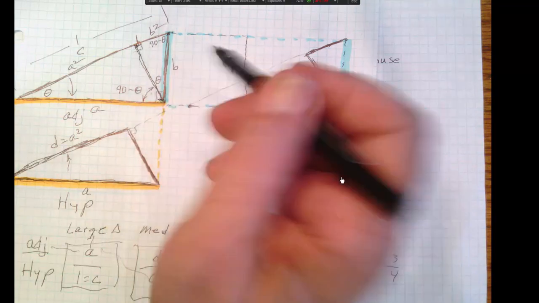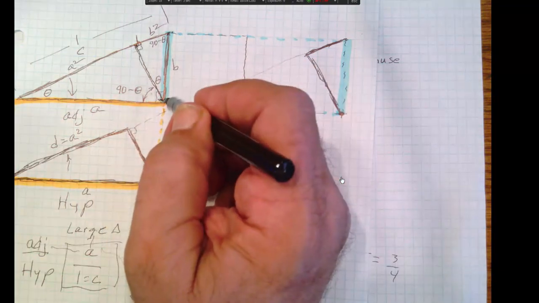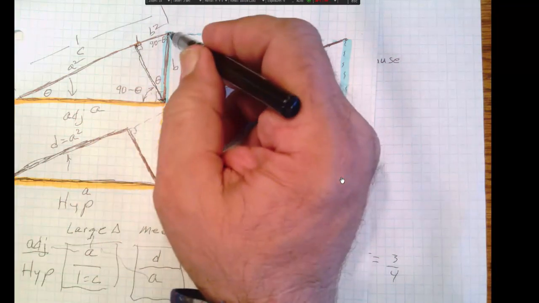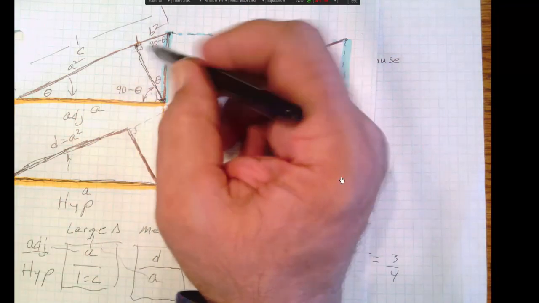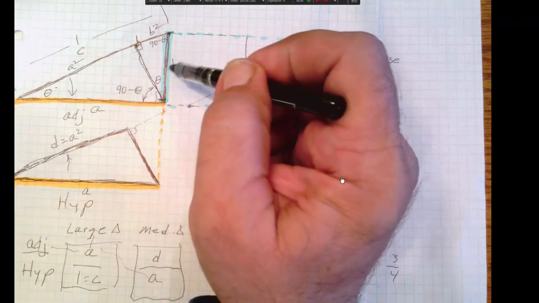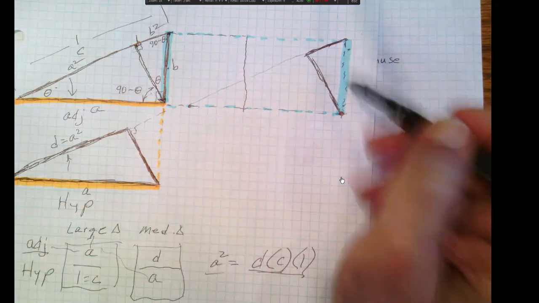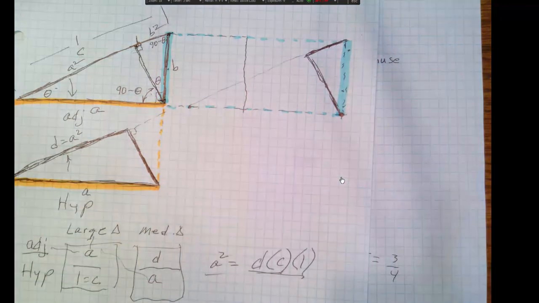Okay, so the other thing that's happening, very interesting here, is take a look at this side. In this largest triangle, it's the opposite side. In this triangle over here, it's the hypotenuse. Okay, so moving on.